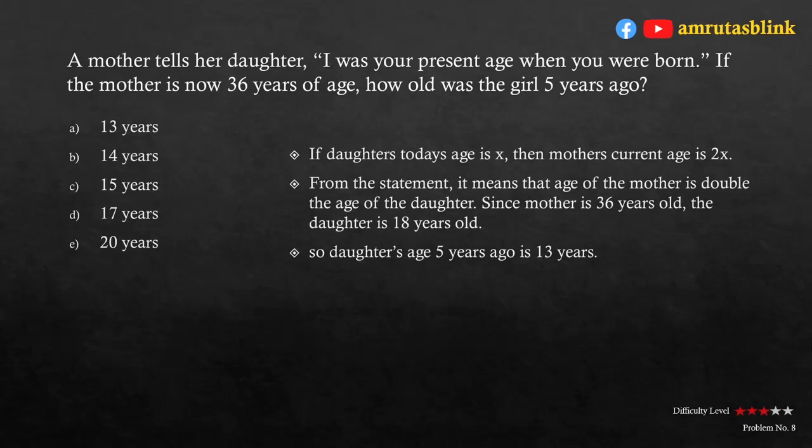So let's suppose today the daughter is 18 years, then 18 years back her mother must also have been 18 years of age, and hence 5 years back the girl's age must be 13 years. This is a slightly difficult problem.